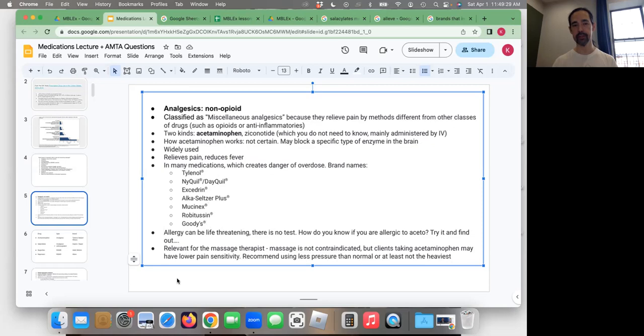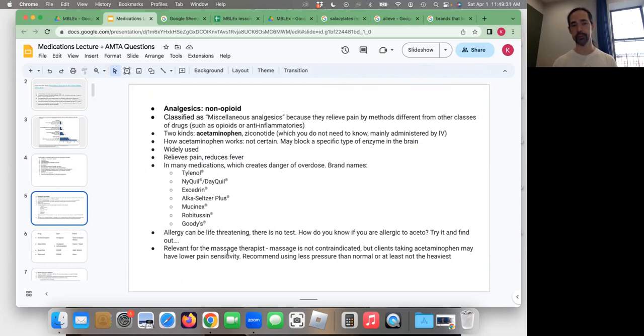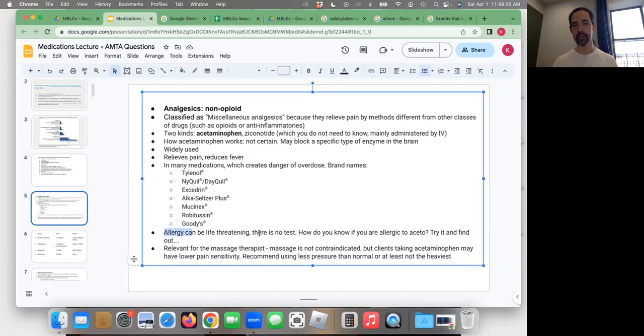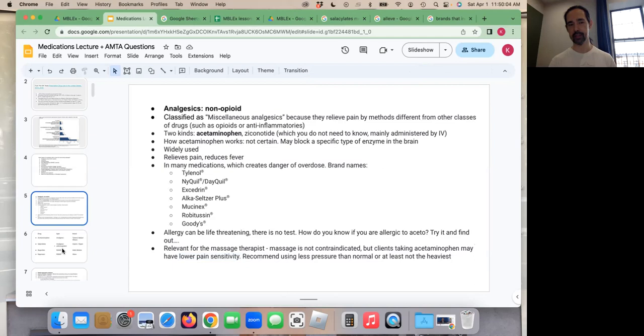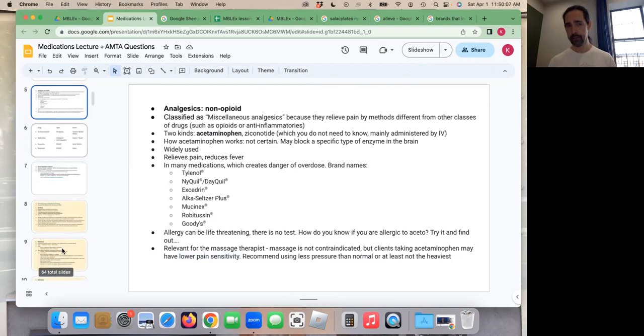You're not giving them medical advice, you're referring them to their primary care physician. That's what you're supposed to do. Okay, if there are allergies, as I said before, it can be life-threatening. There's no way to test for that. Massage is not contraindicated for any of the analgesics. You can do massage on anybody who's taking any of these analgesics and on people who are taking NSAIDs, but they have lower pain sensitivity. And because they have lower pain sensitivity, you should plan to use less pressure than normal. And that is a question that you'll see on the MBLEx prep questions later: how do you deal with someone who has lowered pain sensitivity?